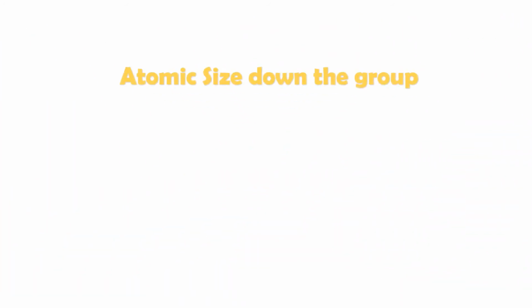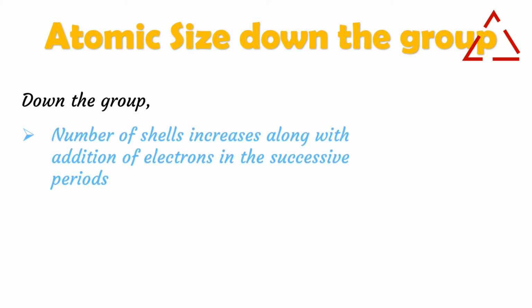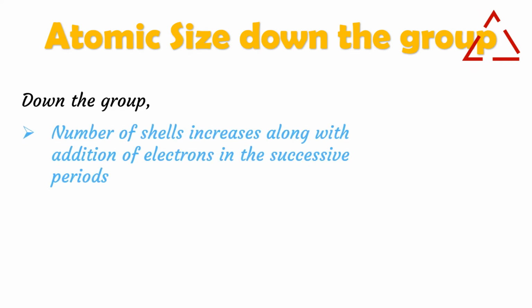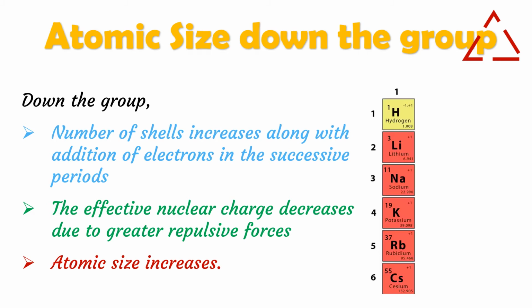Now, atomic size down the group. Down the group, the number of shells increases along with the addition of electrons in successive periods. The effective nuclear charge decreases due to greater repulsive forces. Atomic size increases.